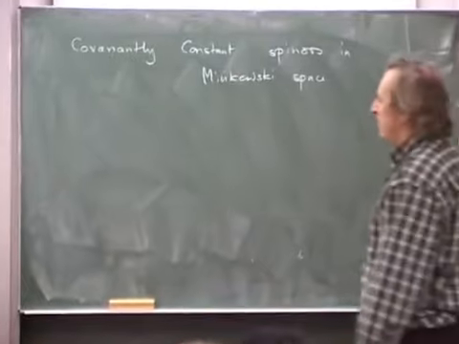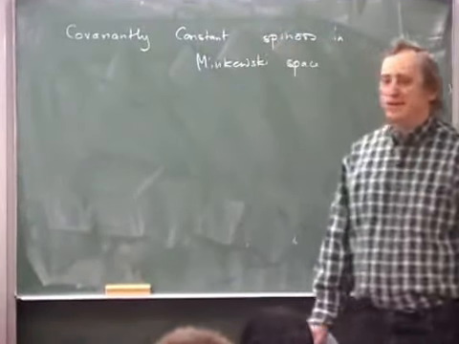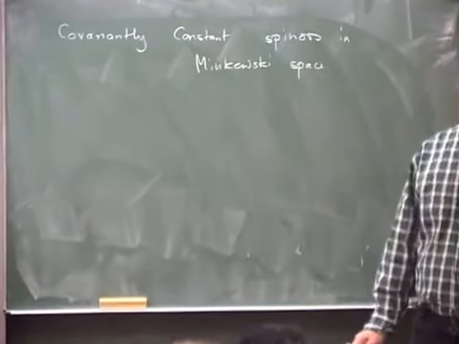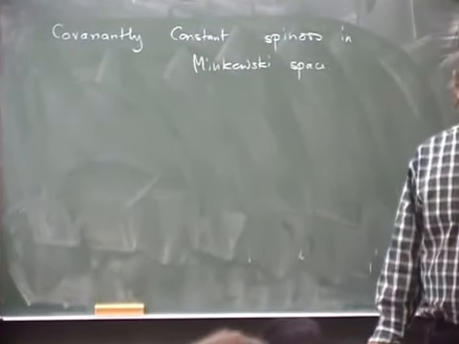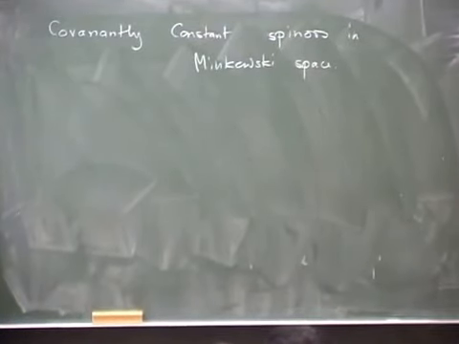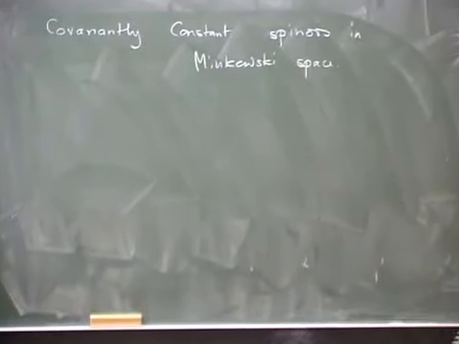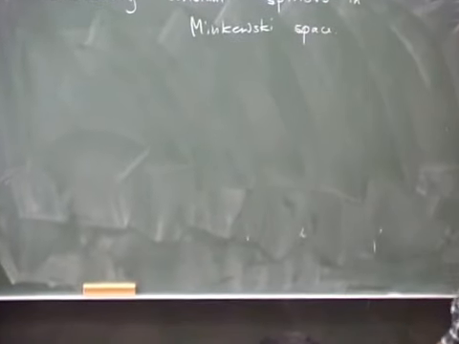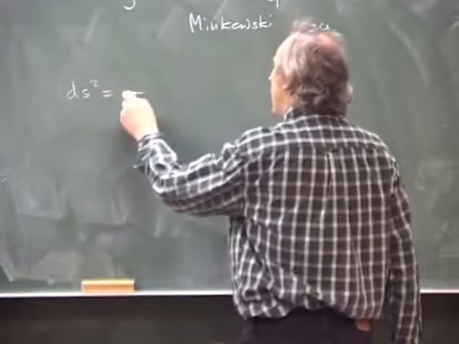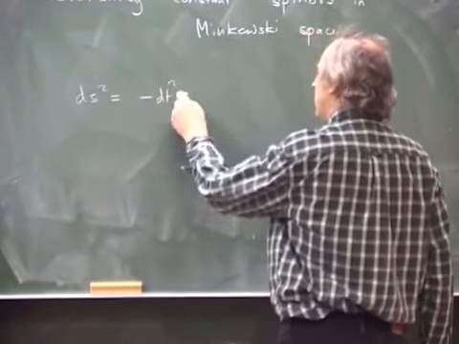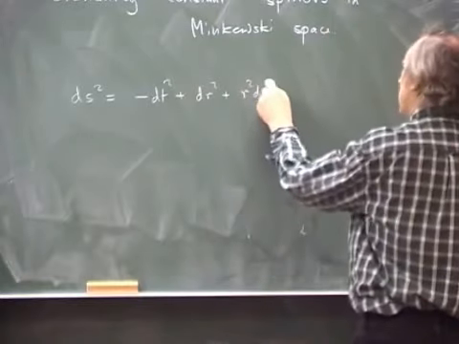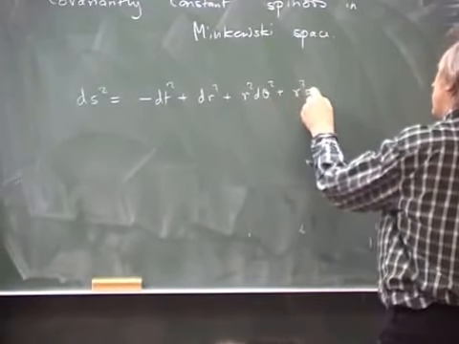It's nice to do this in polar coordinates. You could do it in Cartesian coordinates, in which case it's kind of obvious what the answer is. The spin connection vanishes, and so you just simply get D_A of epsilon equals 0. But it's much more instructive to do this in polar coordinates. So the metric on Minkowski space, I will choose to be minus dt squared plus dr squared plus r squared d theta squared plus r squared sine squared theta d phi squared.